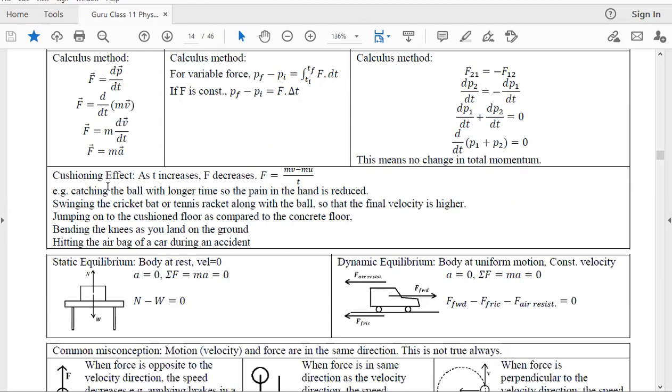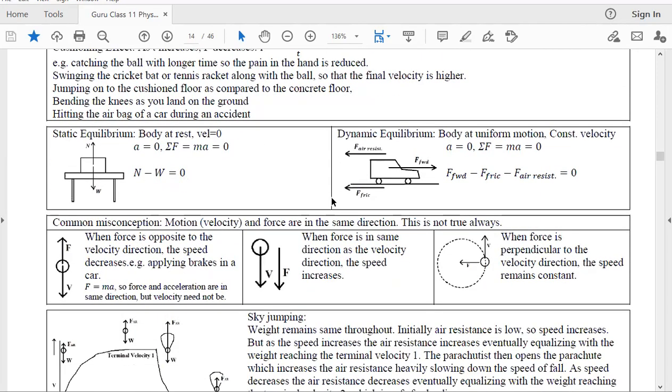Then we talked more about the cushioning effect, right? How the time change helps you to reduce your pain in an accident, the airbag or something like that. I think I forgot to give the airbag over here. So they give it here: bending the knees, hitting. Oh yeah, it's here, hitting the airbag. Okay.